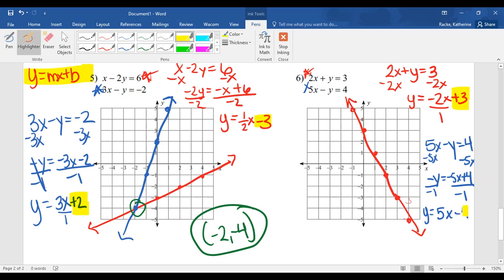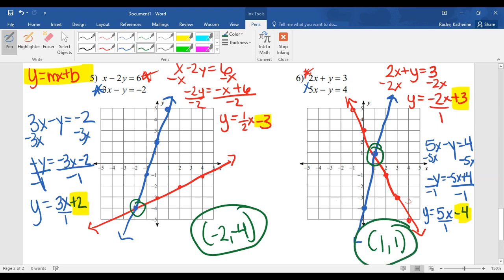Going to graph that now, starting with my y-intercept of negative 4. My slope is 5x, so 5 over 1. It is positive, so I'm going up 5, right 1. That's as far as we can go here, so got our point of intersection. And that would be 1, 1. So that would be our answer for 6.